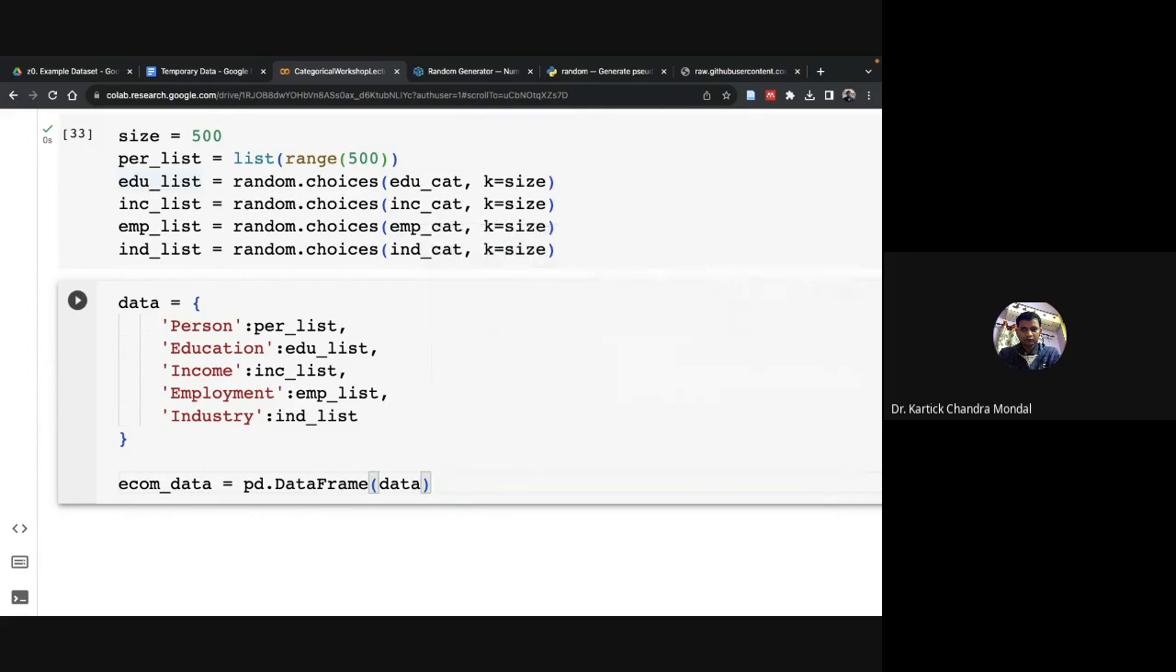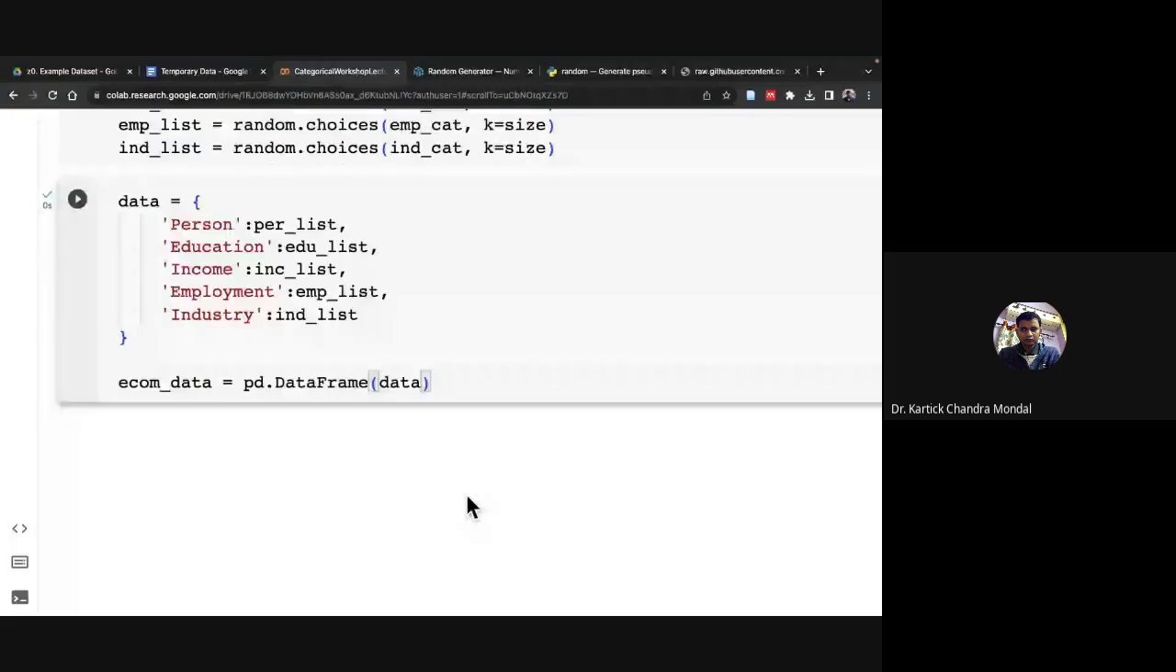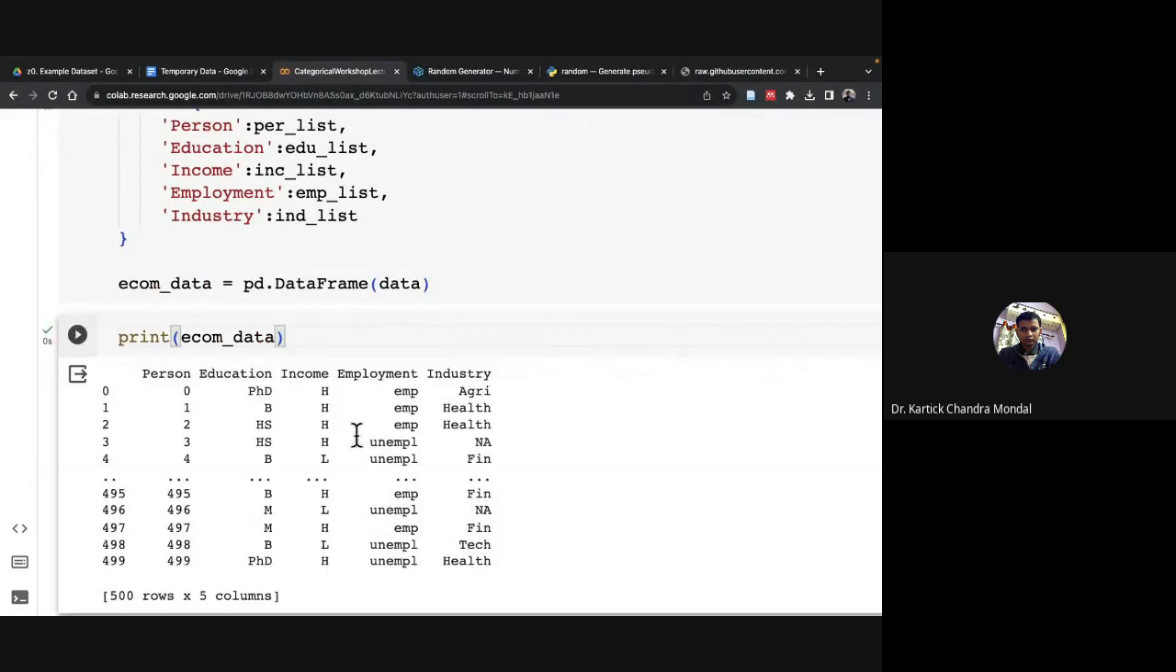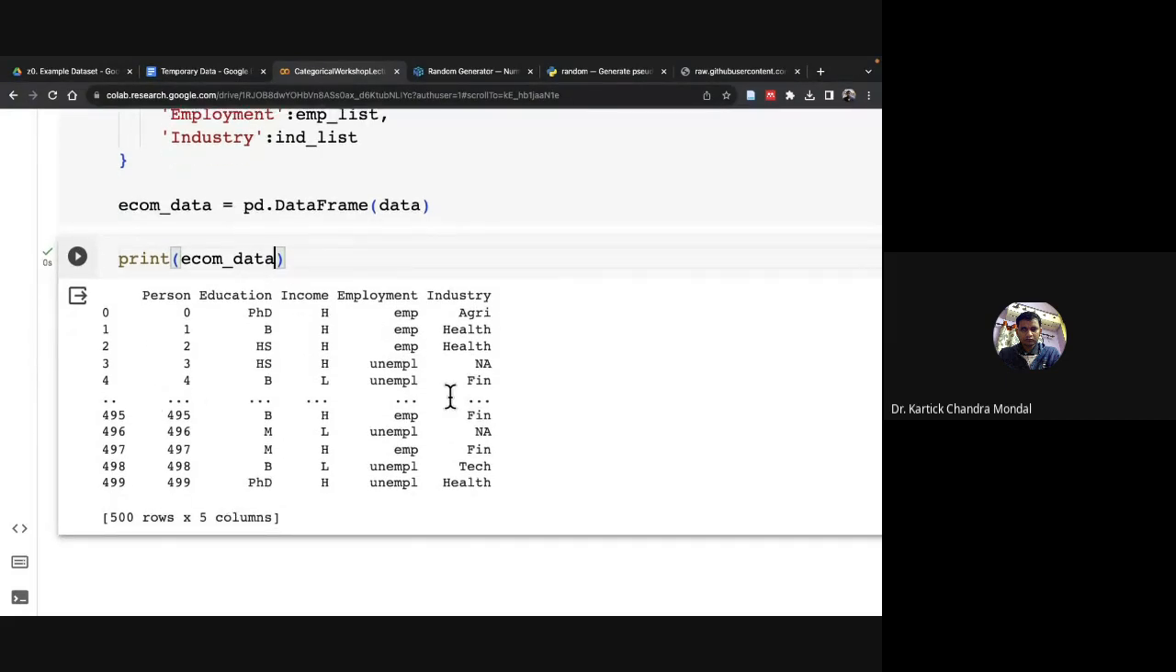The data is created. If you want to know the value, print ecom data, and see here you have different values, 500 rows of 5 columns.